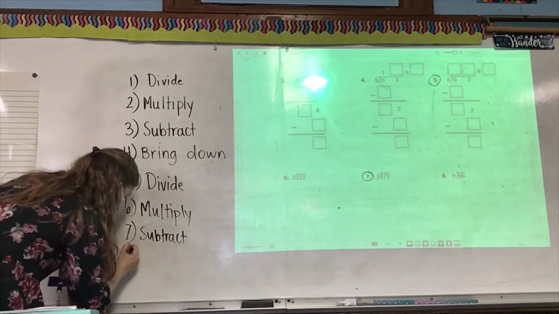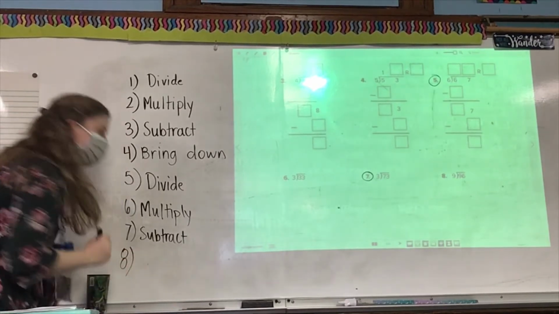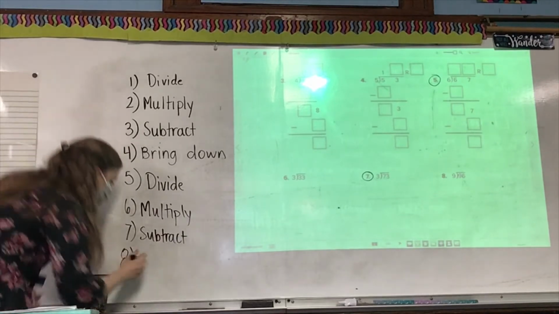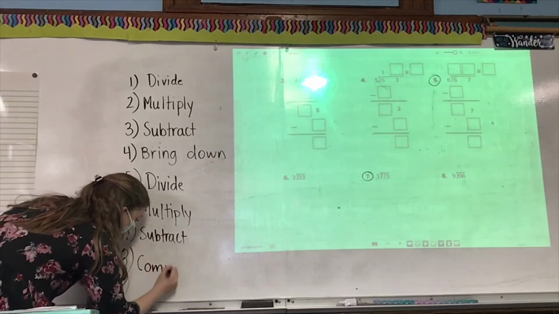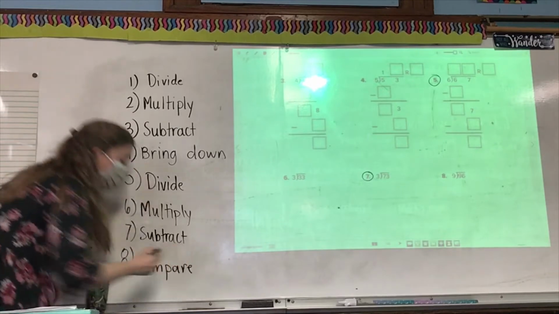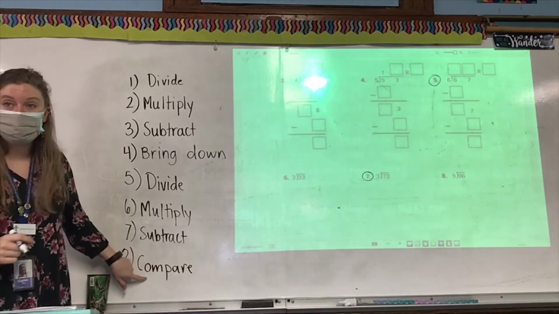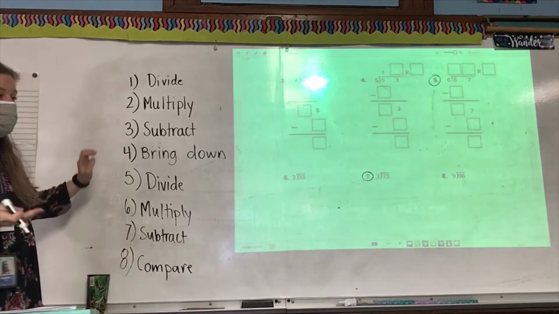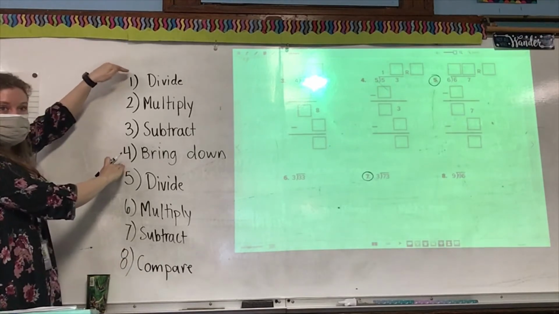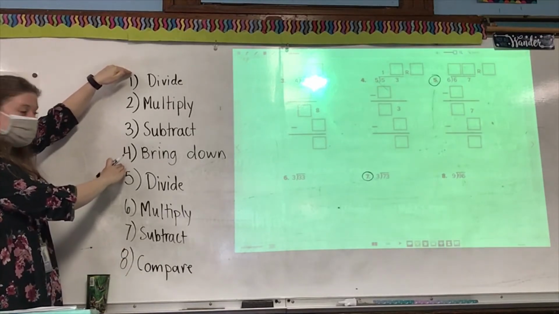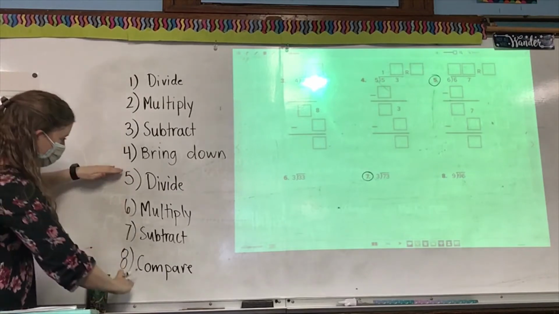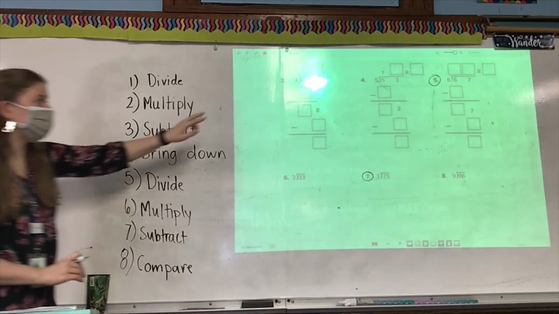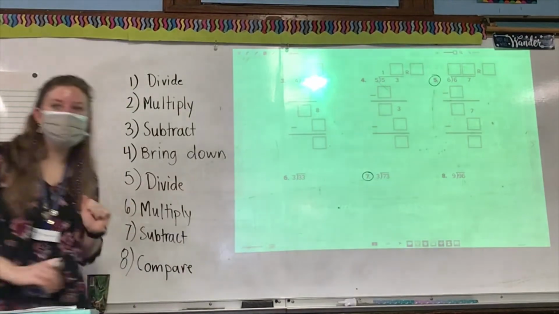And Zadie, what is step 8 when we have 2-digit dividends? Compare. Now with 3 and 4-digit dividends, step 8 will not be compare. It'll be bring down again, because all you're doing is repeating this an extra time for each digit. Do you see how we're repeating this 1, 2 times, and we have 2-digit dividends.